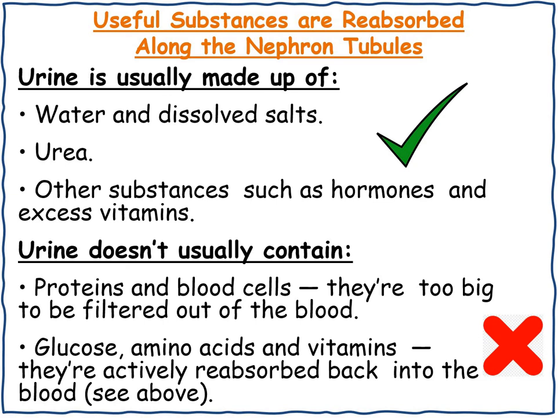Urine is usually made up of water and dissolved salts, urea, and other substances such as hormones and excess vitamins. But urine doesn't usually contain proteins and blood cells because they're too big to be filtered out of the blood. It doesn't usually contain glucose, amino acids and vitamins because they are actively reabsorbed back into the blood.